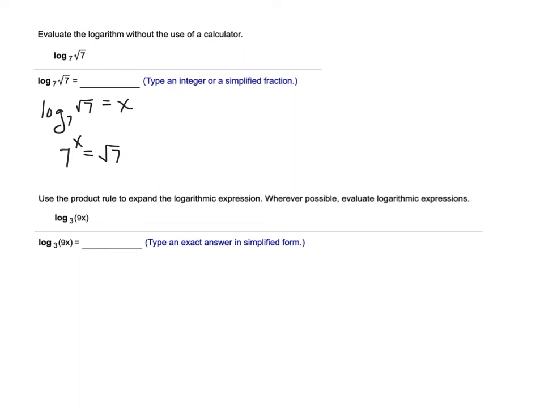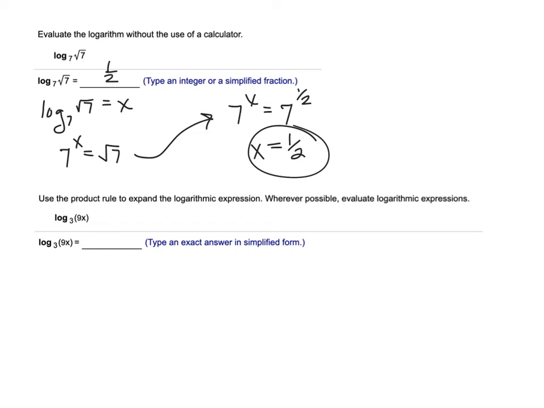And now we can solve it using relating the bases. Right, we have 7 to the x, and I'm going to rewrite the square root of 7. That is 7 to the 1/2. So since 7 equals 7 and our bases are the same, then we can assume that x equals 1/2. And that's my answer. So log base 7 of square root of 7 is 1/2.